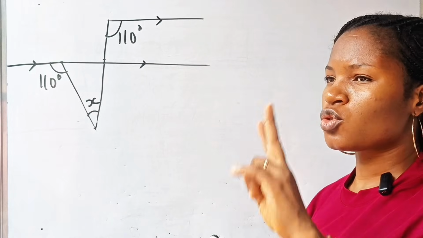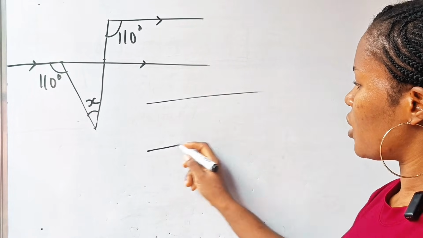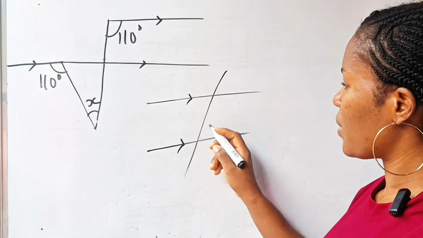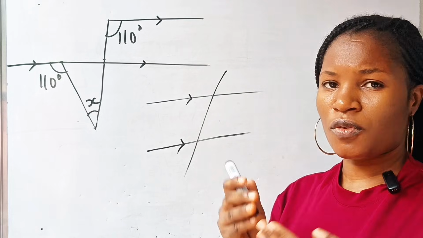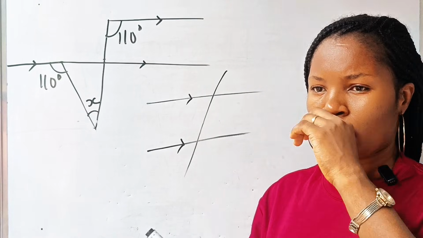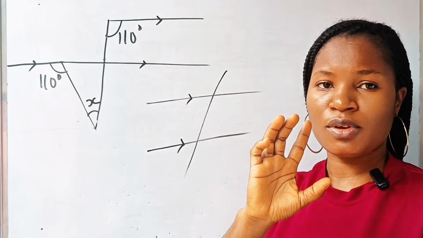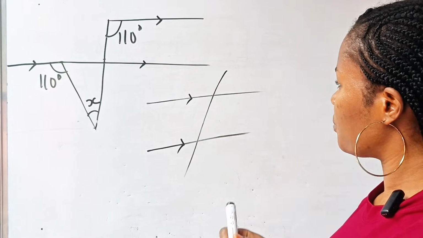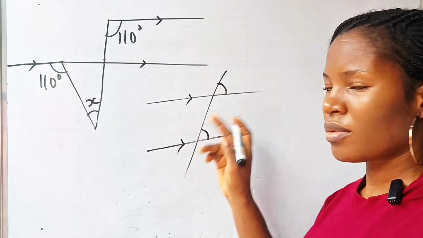One thing you should know about when two parallel lines are crossed by a transversal. If these two lines are parallel and this is a transversal, there are several types of angles that are formed, but I'm going to explain the one that concerns us in this first method. The angle called the corresponding angle, when two angles occupy the same position on your parallel lines.